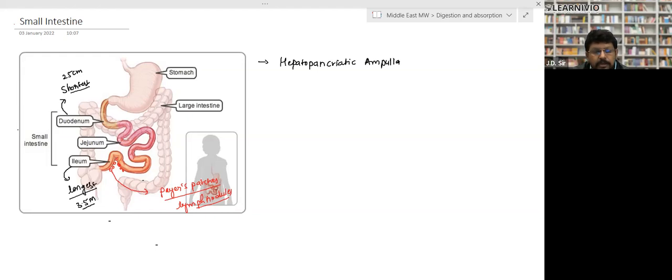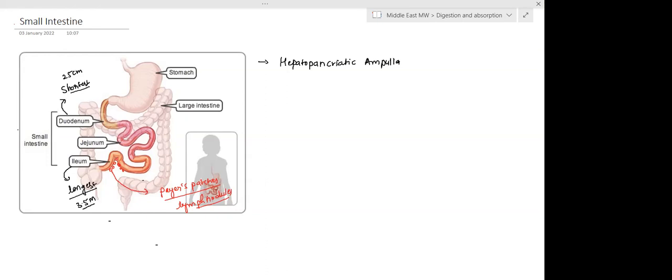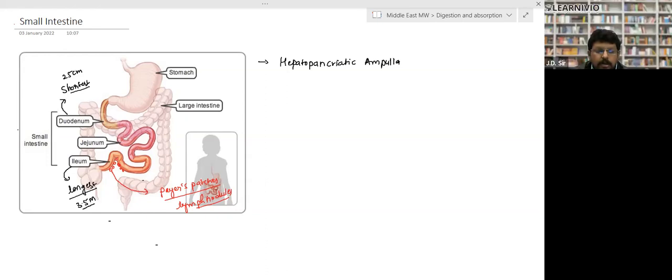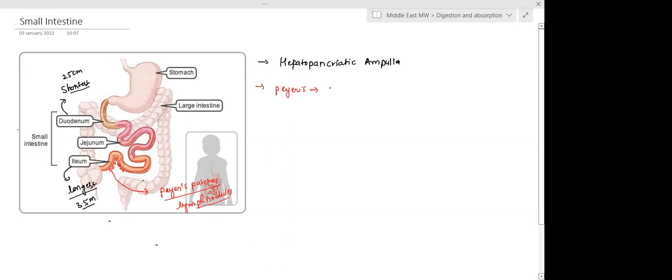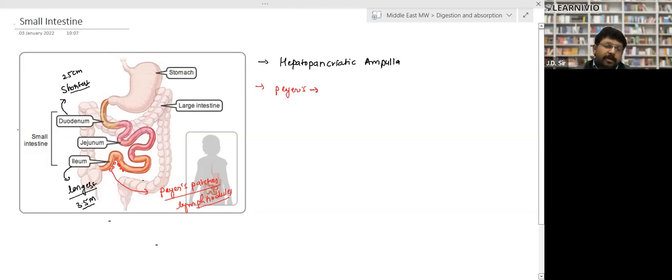Peyer's patches are a distinguishing characteristic of the ileum. They produce WBC or lymphocytes.